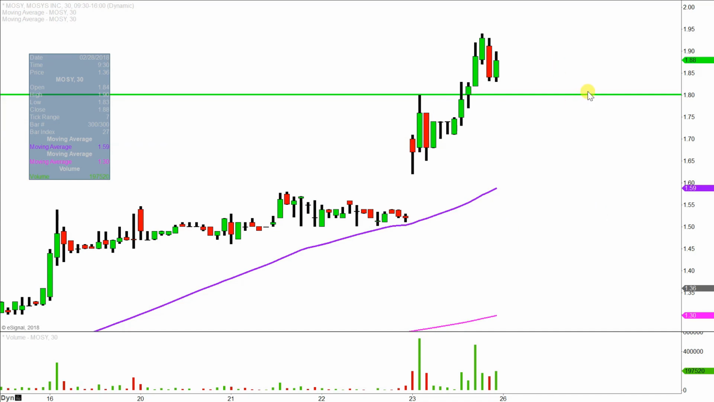Again, yeah, if the price could stay above $1.80, that would be great. But from the grand scope of it all, as long as the price is above that purple line, the bulls 100% own the chart.